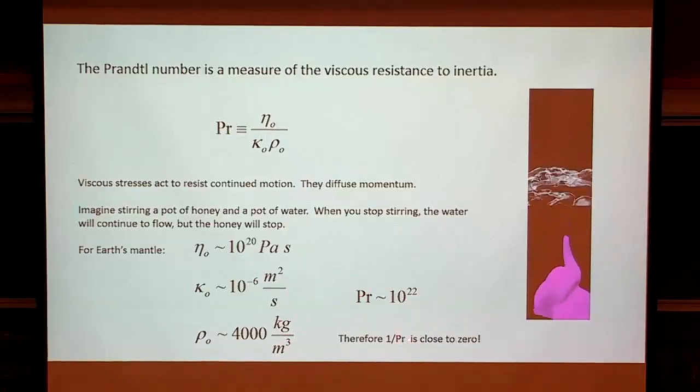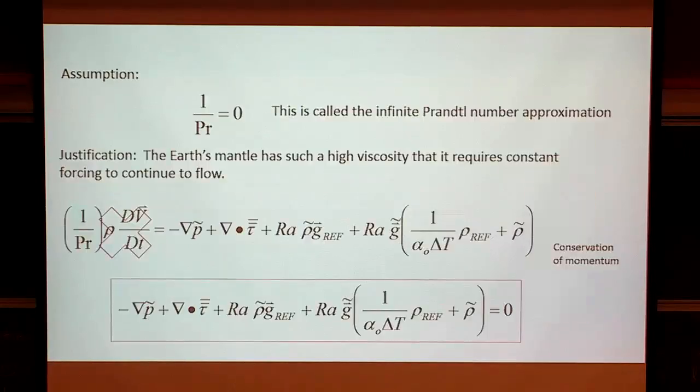Therefore, 1 over Prandtl number, and I'm being really sloppy here, is very small then. If I were less sloppy, I would have to compare that to the terms on the other side. But let's say I already did that comparison, and I find that 1 over Prandtl number is very small compared to everything else in the momentum equation.